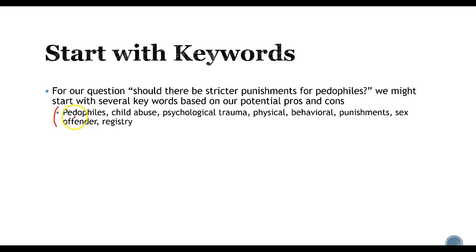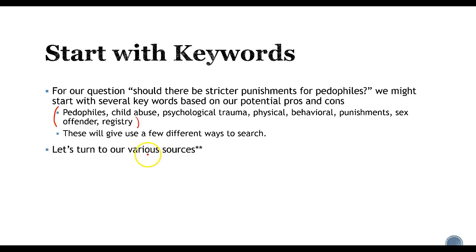So some of the good keywords we're going to want to use in a search for this question would be pedophiles, child abuse, psychological trauma, physical, behavioral, punishments, sex offender, and registry. And that would kind of, I think, lead us to articles that will relate more to the question. And we're going to see why these keywords are so important in just a minute. So let's turn to our various sources with a couple of examples here.